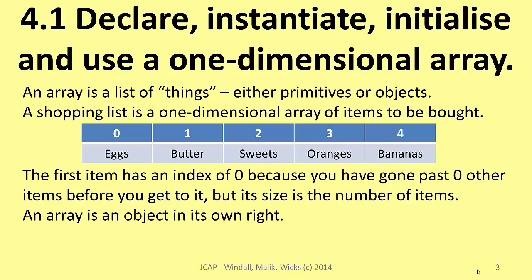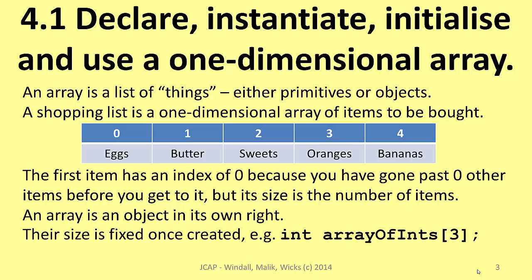An array is an object in its own right. So if you want to see whether 2 arrays are the same, you have to use dot equals and not the equals equals. And their size is fixed once they're created. So for example, an array of integers of size 3 will be of size 3 all the way through your program. Not 2, not 4. Having created an array, that's it, fixed. You can create its size when you initialize it, or you can create its size by putting objects in. Whichever method you use, once that size is fixed, it's fixed.